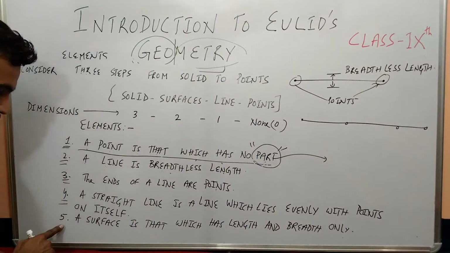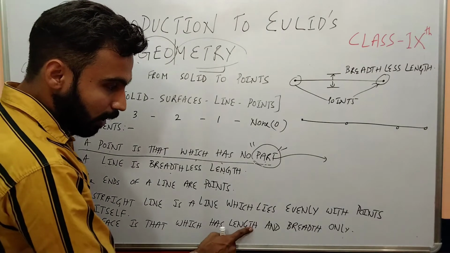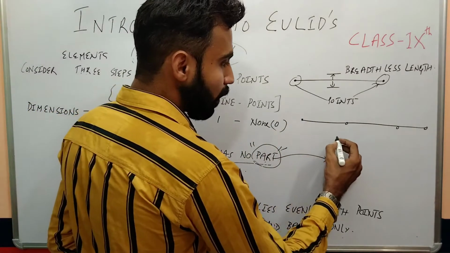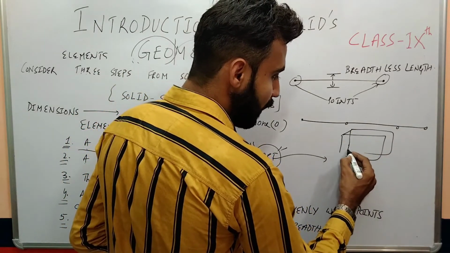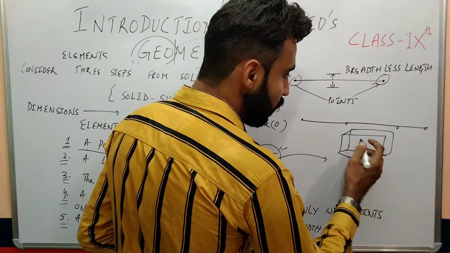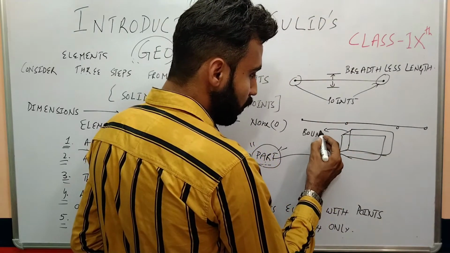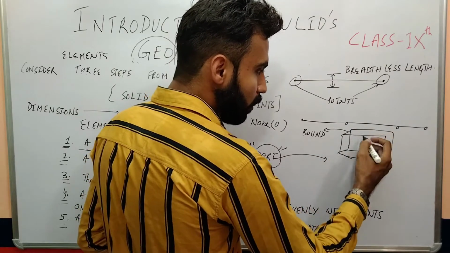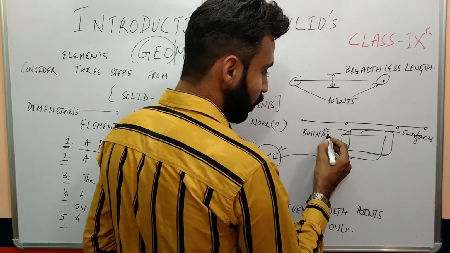Now moving on to the fifth part here, that is a surface is that which has length and breadth. Remember when I have taken a brick in the previous example, so जहाँ पे मैंने आपको एक्सप्लेन किया था कि एक ब्रिक के अंदर 3 चीज़ें होती हैं. एक तो होती हैं जो एजेस, जिनको हम बाउंड्रीज भी बोलते हैं, which actually separate the surfaces.